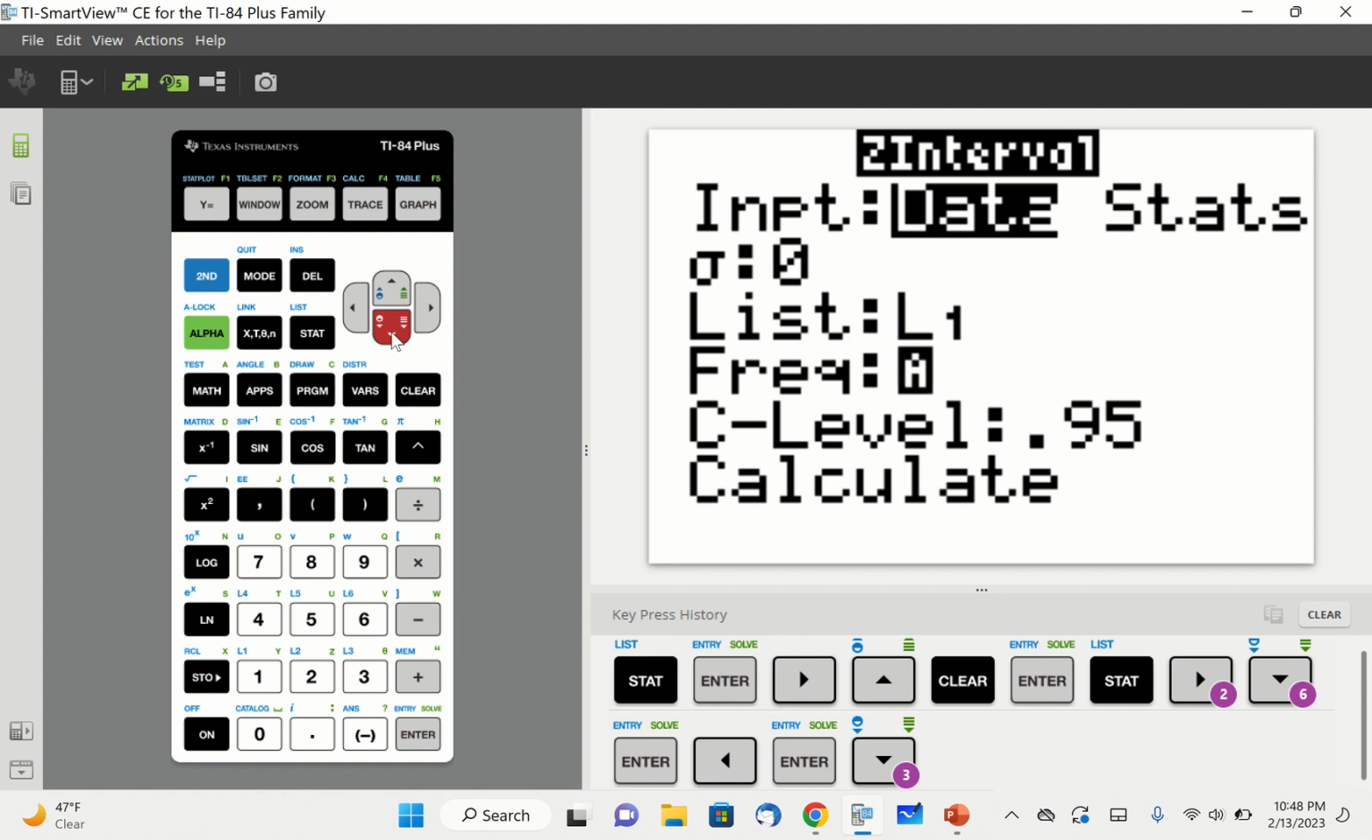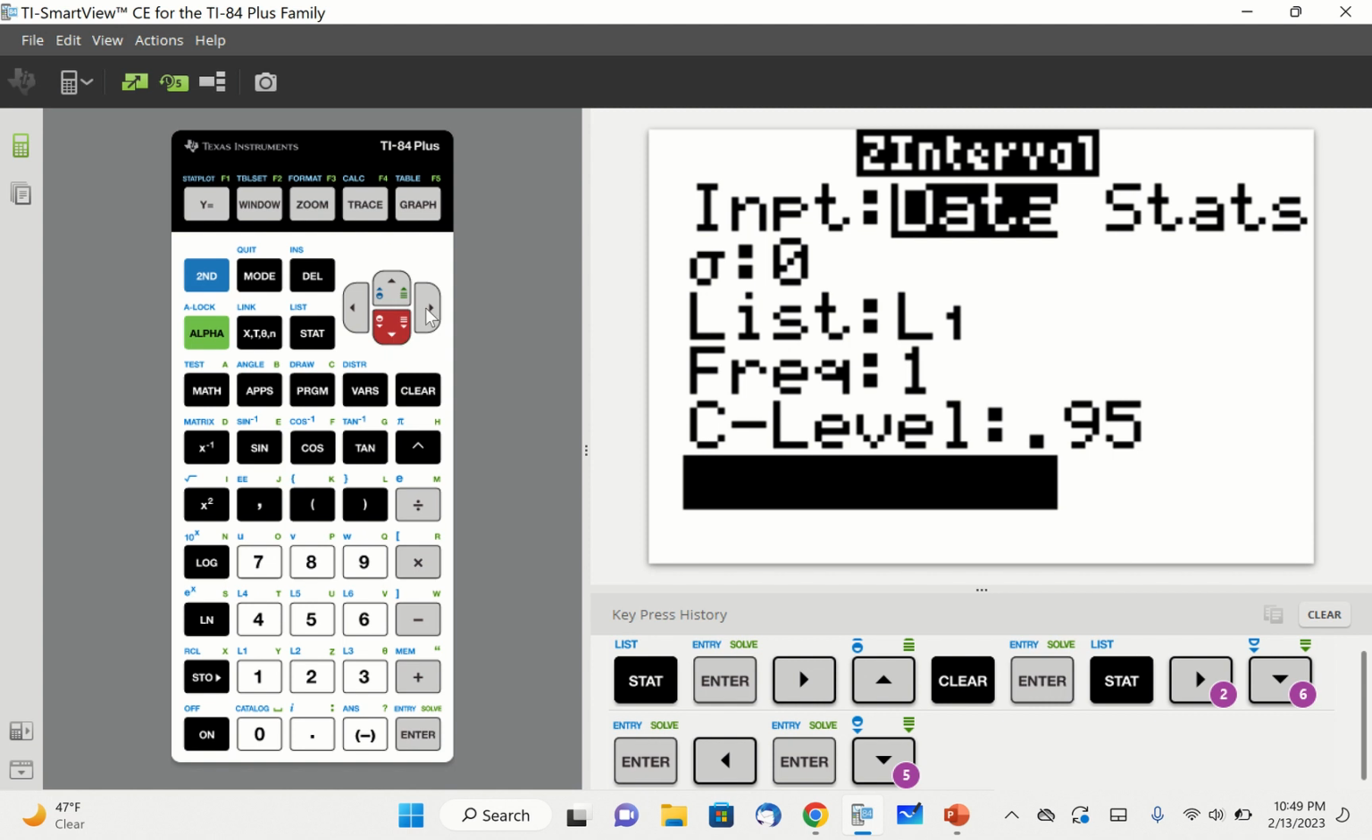Frequency stays at 1 if it's just singly listed data. You don't have frequency given. If you did have frequency given, you would enter it in a separate list and type the list name here. Come down to confidence level, type that in, hit calculate, and it would give you the confidence interval.